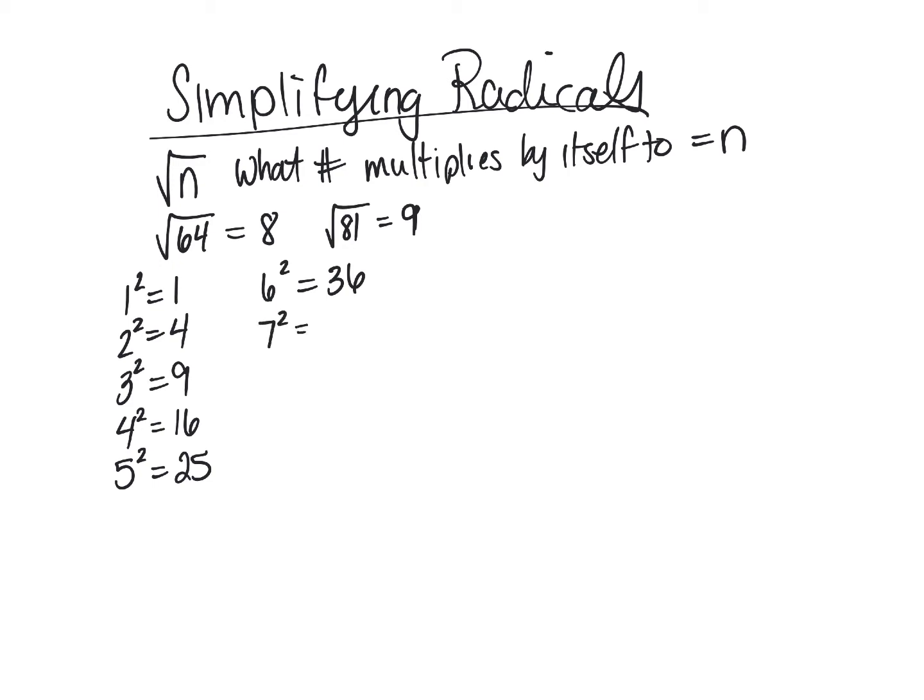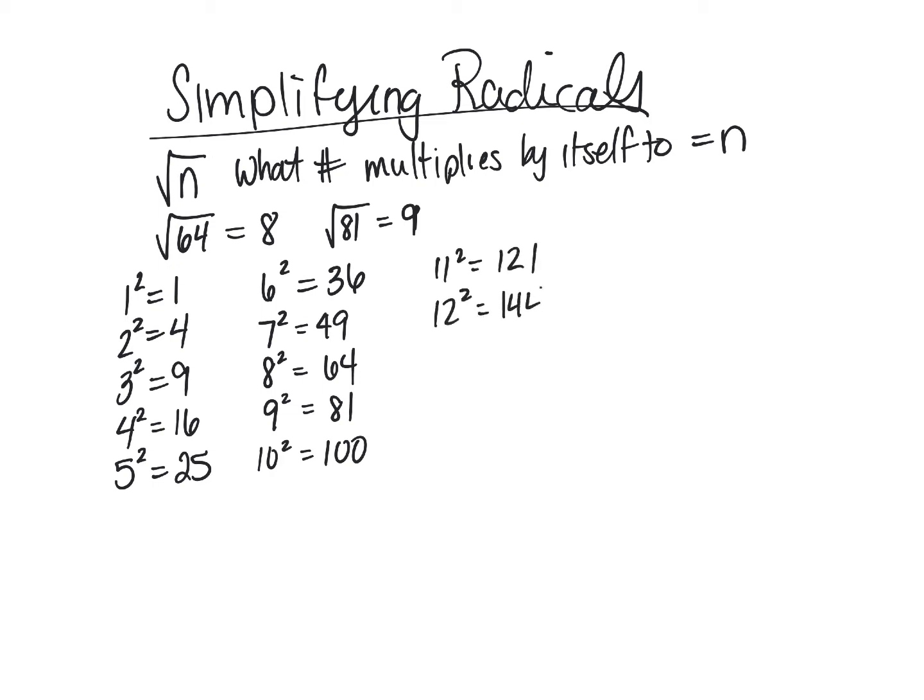7 squared is 49. 8 squared is 64. 9 squared is, 10 squared is, and 11 squared, 12 squared. This is where we get into less people responding. 13 squared, 169. 14 squared is 196. 13 and 14, you swap those numbers. And 15 squared is 225.